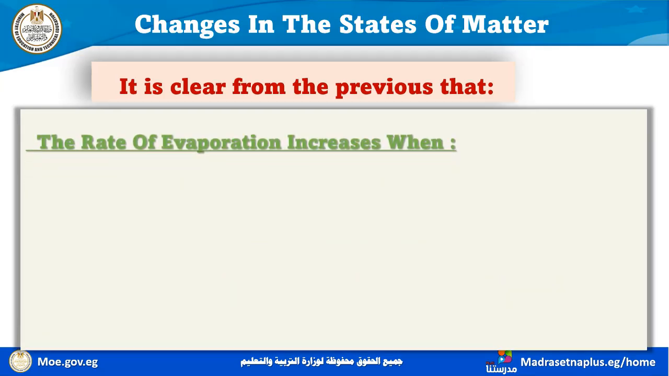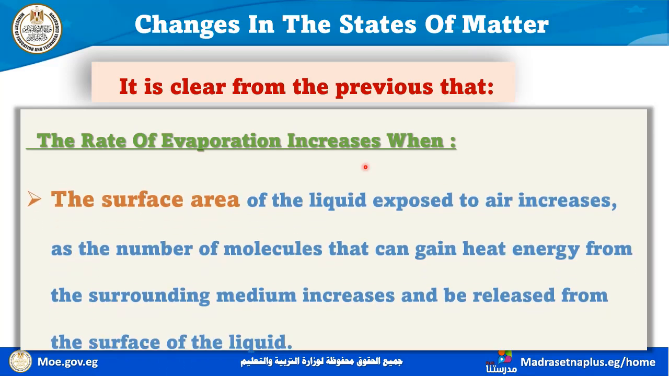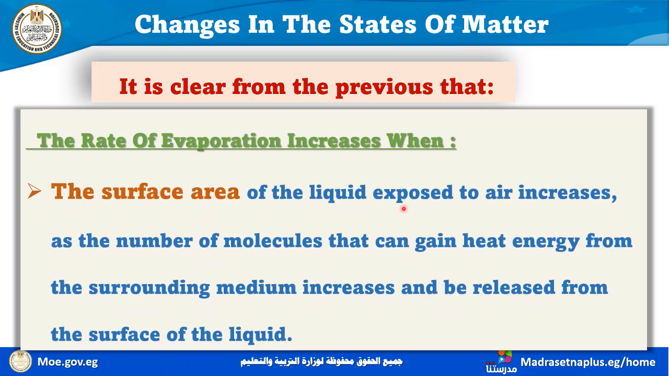Also, from our previous experiment, the rate of evaporation increases when the surface area of the liquid exposed to air increases. So if we have a wide surface area, we have a high rate of evaporation, and if we have a small surface area, we will have a low rate of evaporation. Why? Because the number of molecules that can gain heat energy from the surrounding medium and be released from the surface of the liquid increases.